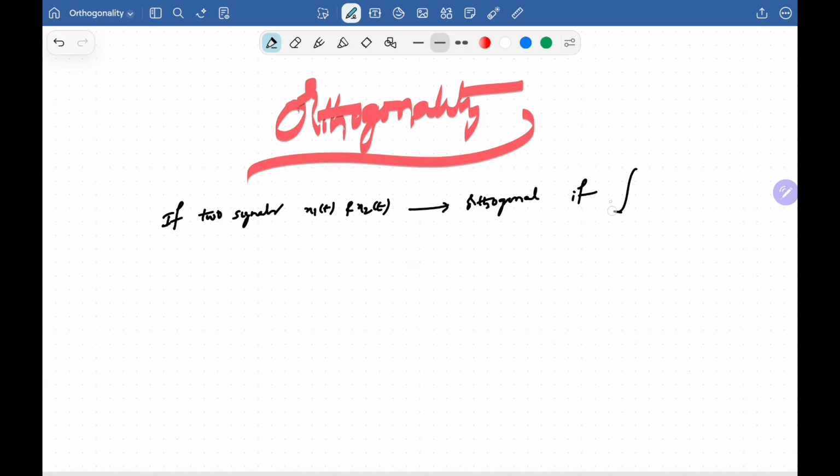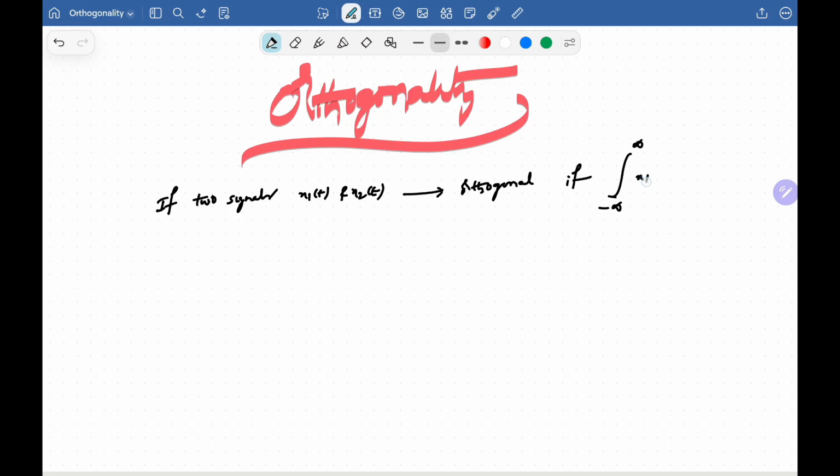The integral from minus infinity to infinity of x1 of t times the conjugate of x2 of t should be equal to 0. This is the definition. But suppose these two are real signals, then the condition is that the integral from minus infinity to infinity of x1 of t x2 of t equals 0. Like, the area of these two signals multiplied will be equal to 0.